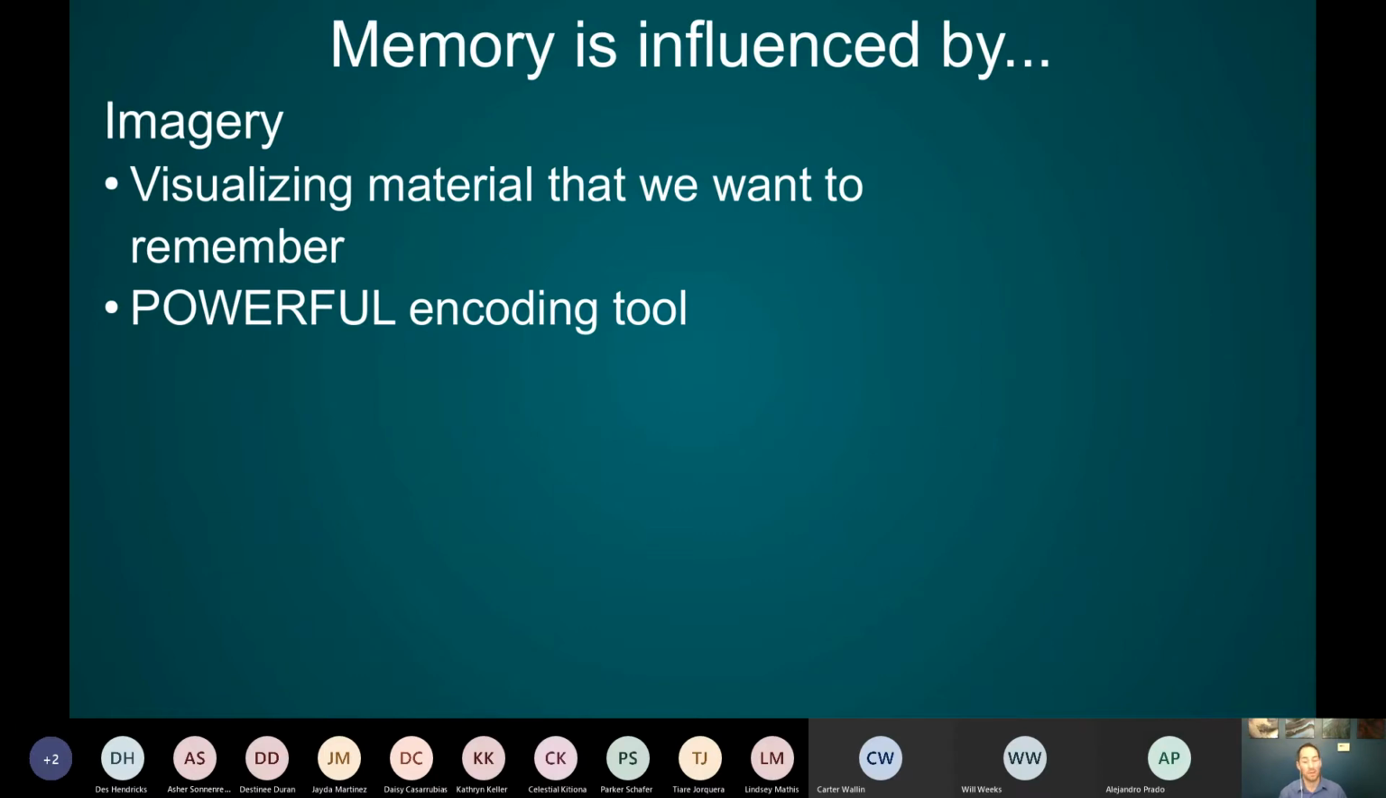So imagery is another way that we influence our memory. Visualizing material, whether it be a topic, or actually imagining the memory, like something that happened to you in life, that's a way to have a deeper processing and encode that memory better.